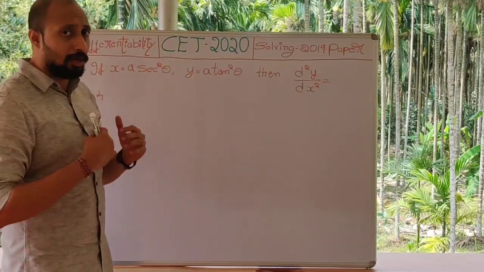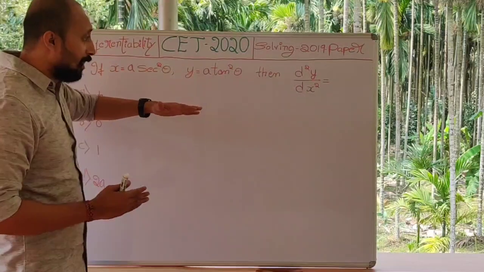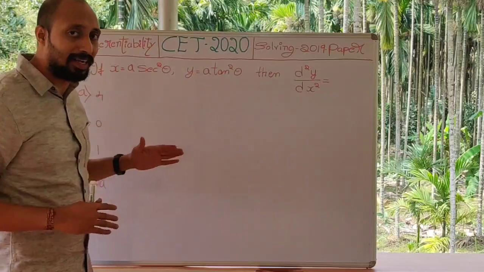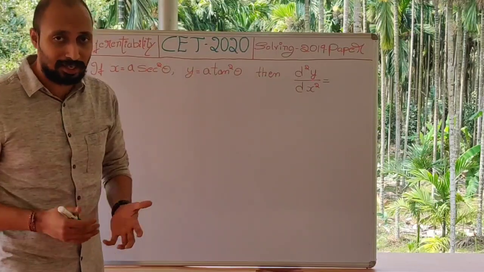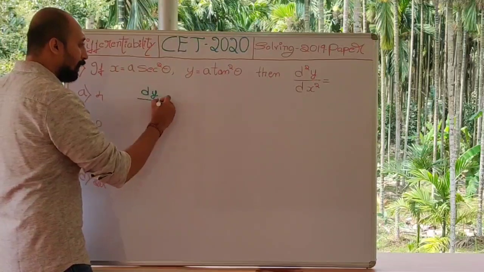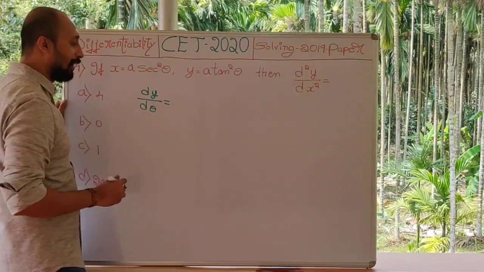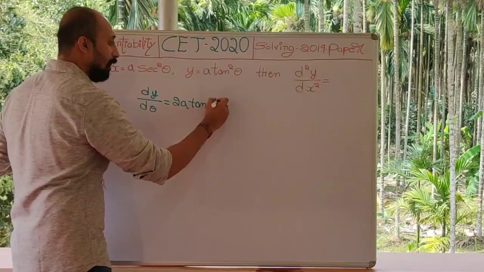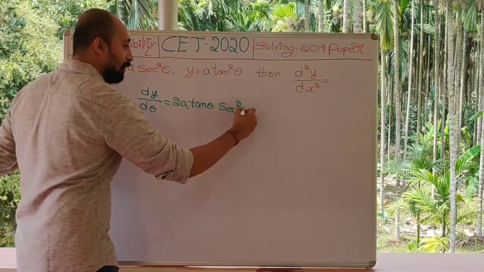So remember, when you are doing the differentiation, write the dy value first and dx value next, so that you can divide directly in the smaller space. You don't have to write it twice. So first of all, let me do dy by d theta. What is dy by d theta? It is 2a tan theta secant square theta.